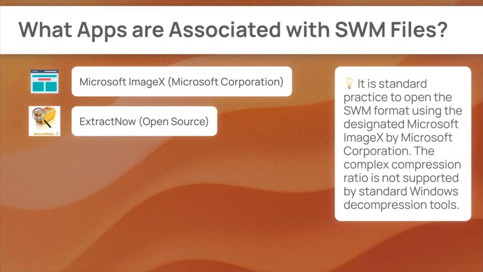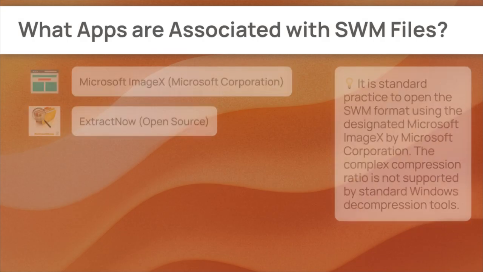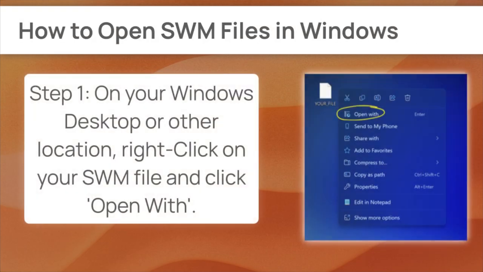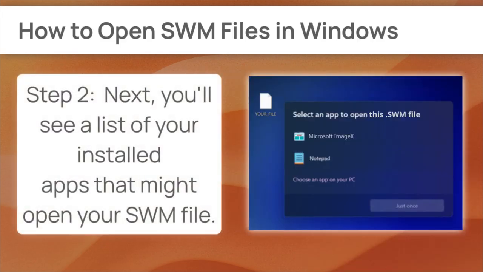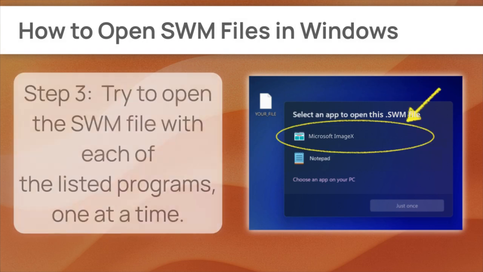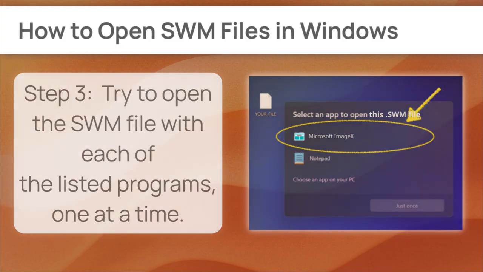To view all media streams, the file must be opened in a dedicated container program. Windows provides limited visibility into the virtual disk, so compatible tools must interpret it. To open this specific SWM file, right-click your file and select Open With. If Microsoft ImageX is available, use that first. If it's missing, choose another program. Don't worry if it takes a few attempts to find the right software.